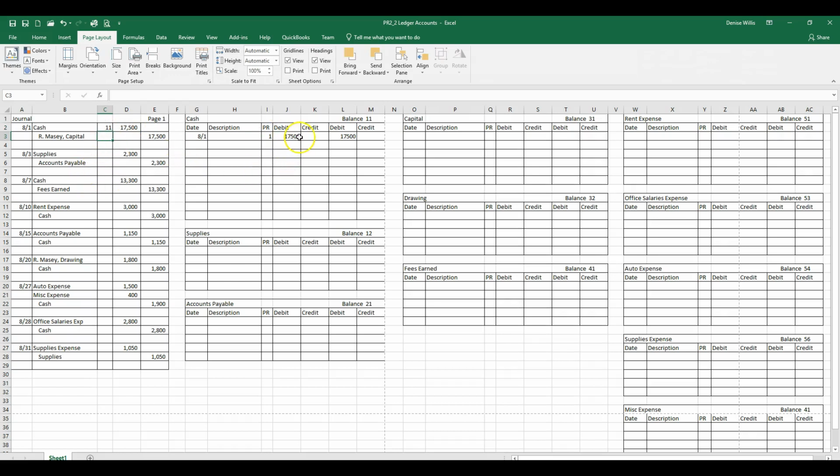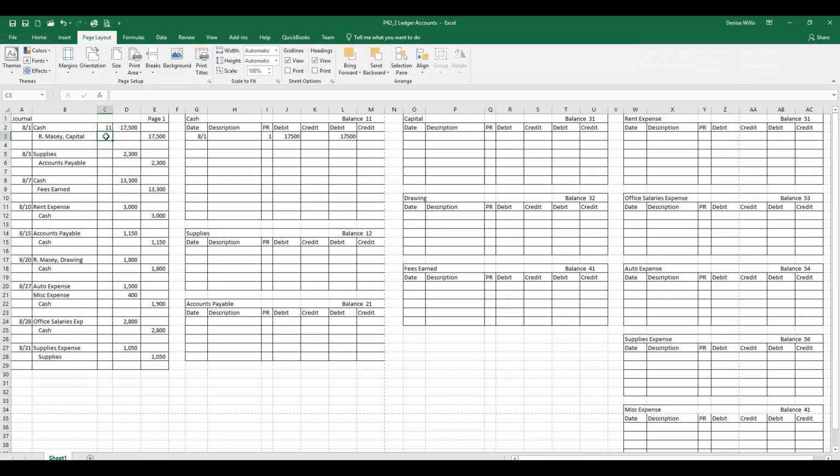So now in the future, if I see this 17.5 and I want to know why I gave it a debit, I can say, oh, let me go find journal page 1. I find journal page 1, and I can find that transaction. If I'm looking at my journal and I want to know, did I properly post that, this 11 right here indicates to me that I did take that to account 11.